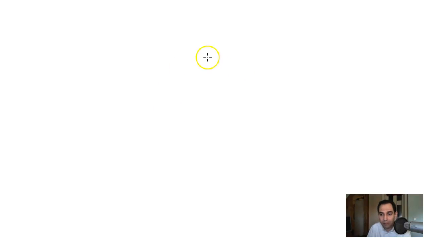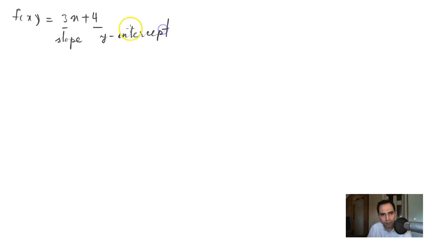So you know that linear functions are functions like f of x is equal to 3x plus 4. You know that this number 4 is your y-intercept, basically where the function crosses the y-axis, and this number 3 is the slope of the function. So this is your y-intercept and the slope of the function.